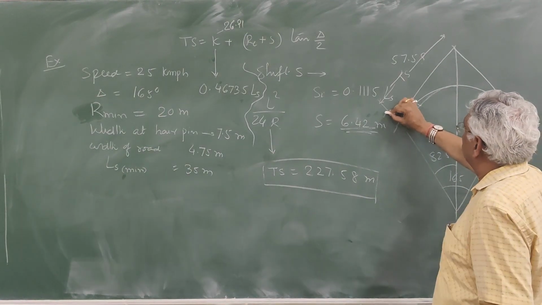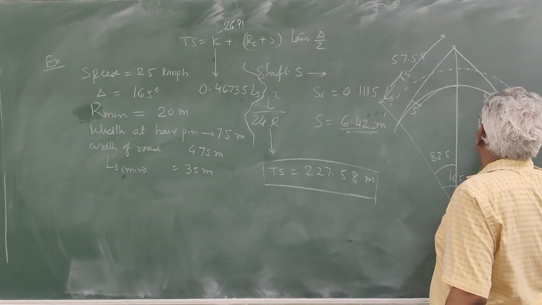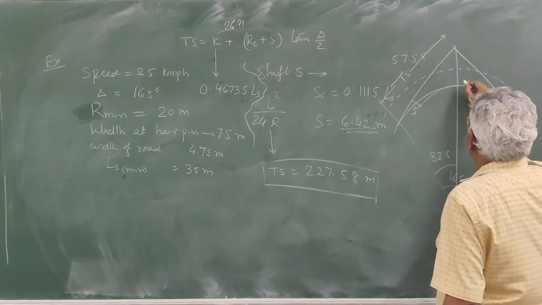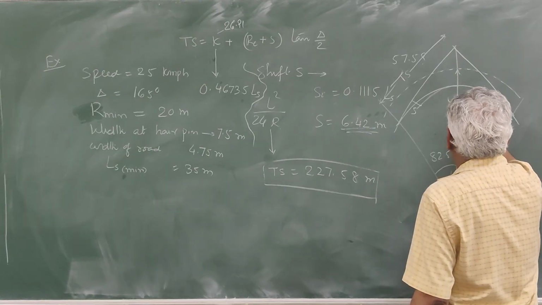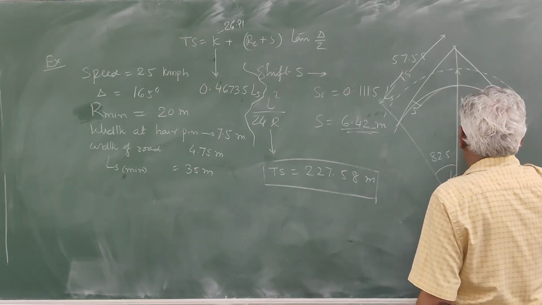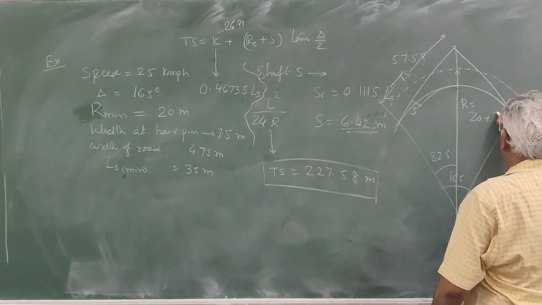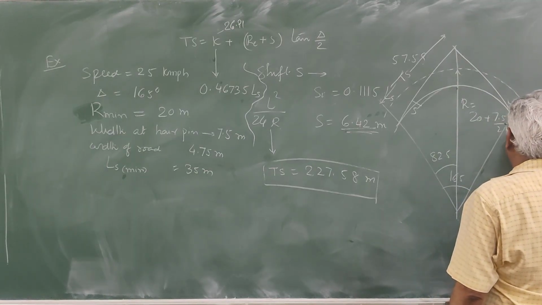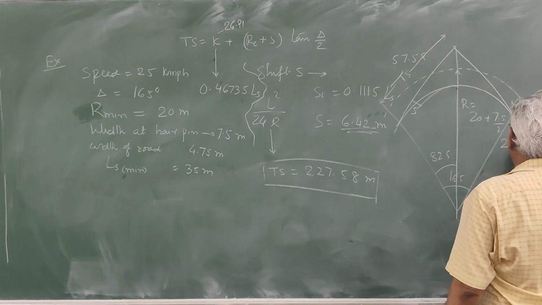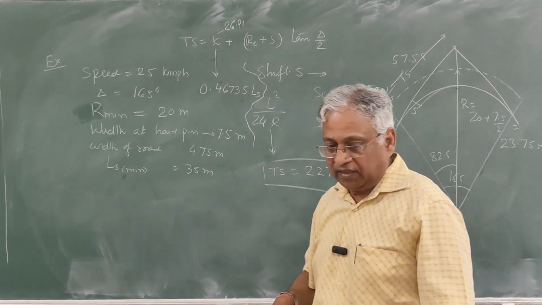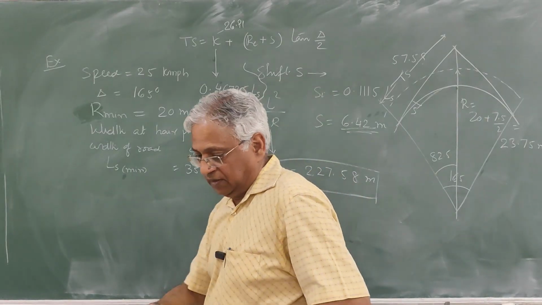Now the middle curve, if you set the middle curve, now in the case of middle curve, the radius, this R will be 20 plus half of the total width here, that is 7.5 meter by 2. So it is 23.75 meter. Now how do we calculate shift now?